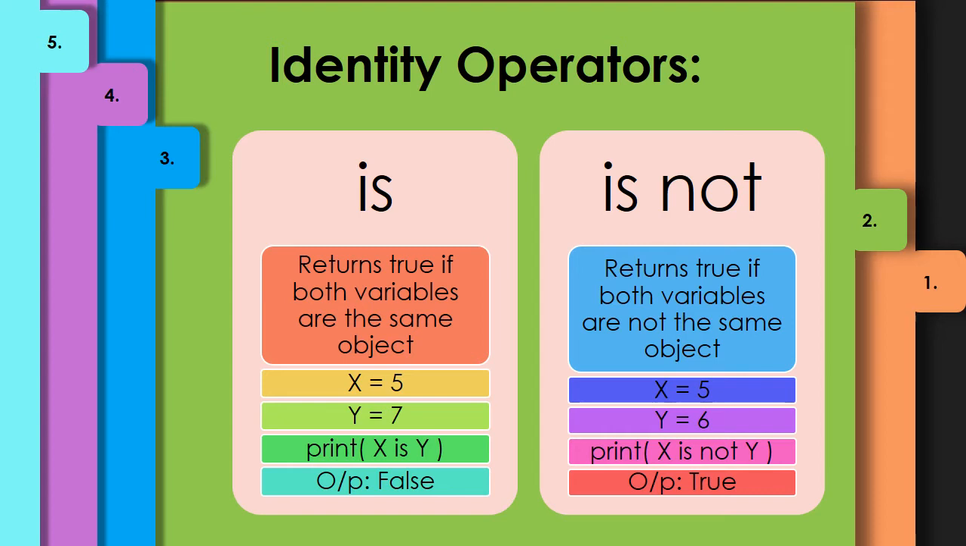Here we have two variables, x equal to 5 and y equal to 6. So we are printing in the print statement x is not y. We are using is not as an identity operator to compare two variables x and y and their memory locations. So 5 is not 6. That's true because 5 is not actually 6. You can't say 5 is 6, okay? So it will return true as an output. So these two are identity operators.